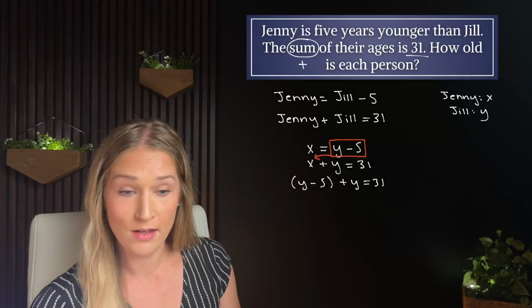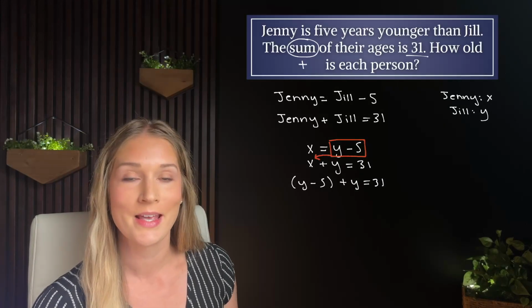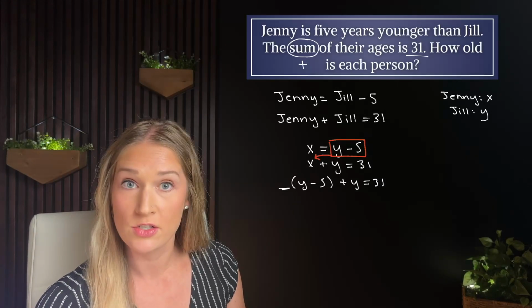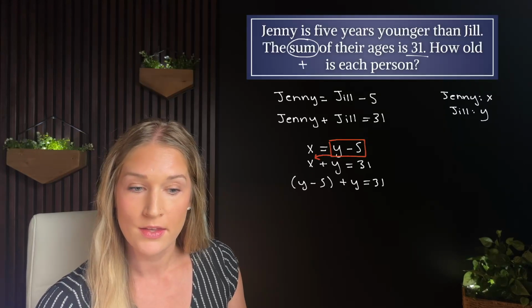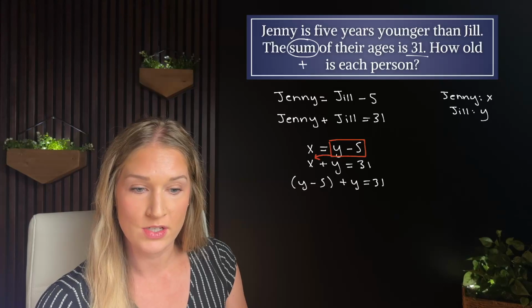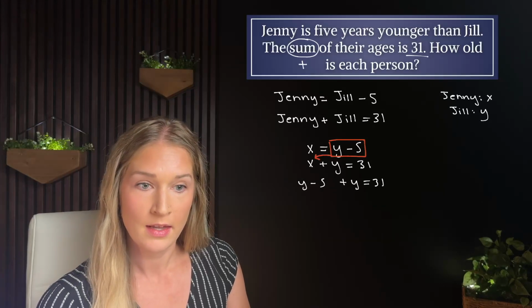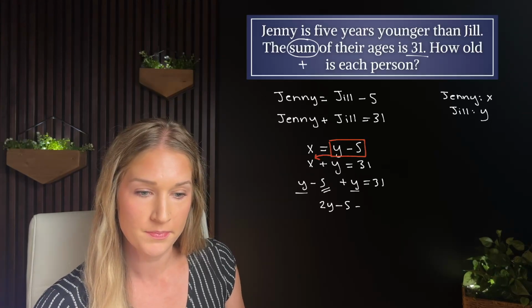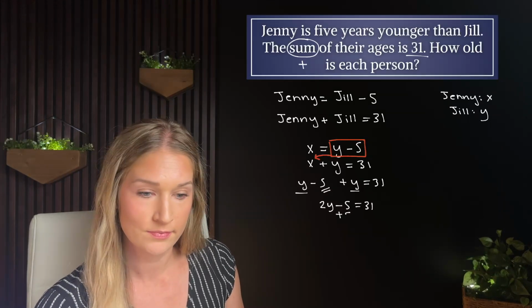And the reason this is helpful is because now I have all y's and I can solve. There is no coefficient that I need to distribute in front of the parentheses. There's no exponent holding everything together. So those parentheses I can just erase. And then I can combine like terms. I've got y plus y is 2y, and then this minus 5, and then I just solve.